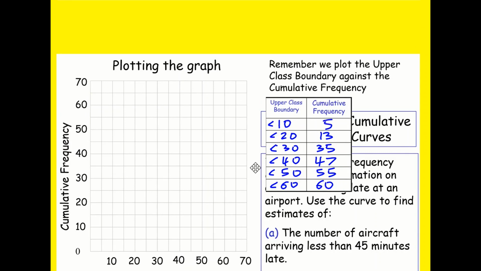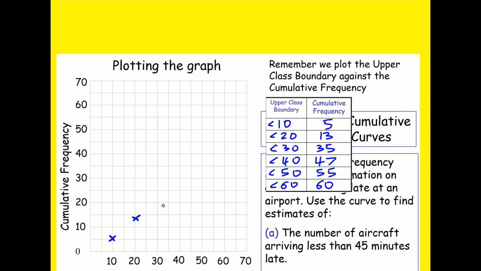So I'm going to plot 10 as the upper class boundary first of all, and then plot it against 5, just a little cross. That cross is telling me that I've got 5 people. Sorry, it's not 5 people, is it? It's 5 planes that were less than 10 minutes late. That's how I interpret the result. And then I'll do the rest of them. So for 20, I'll plot 13. So it's going to be about here. You can only do it approximately when you don't have an easy scale to work with.